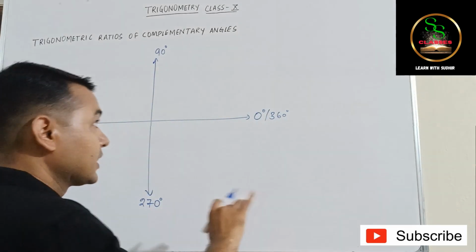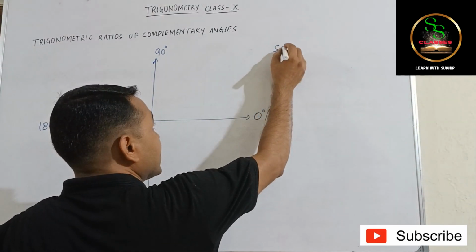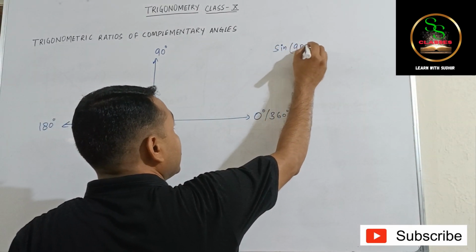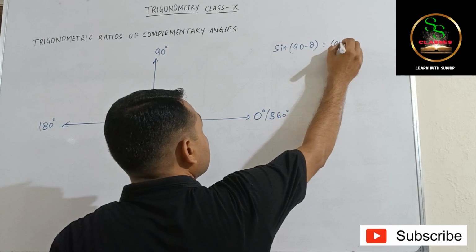As you all know, previously we explained sin 90 minus theta is what? Cos theta.